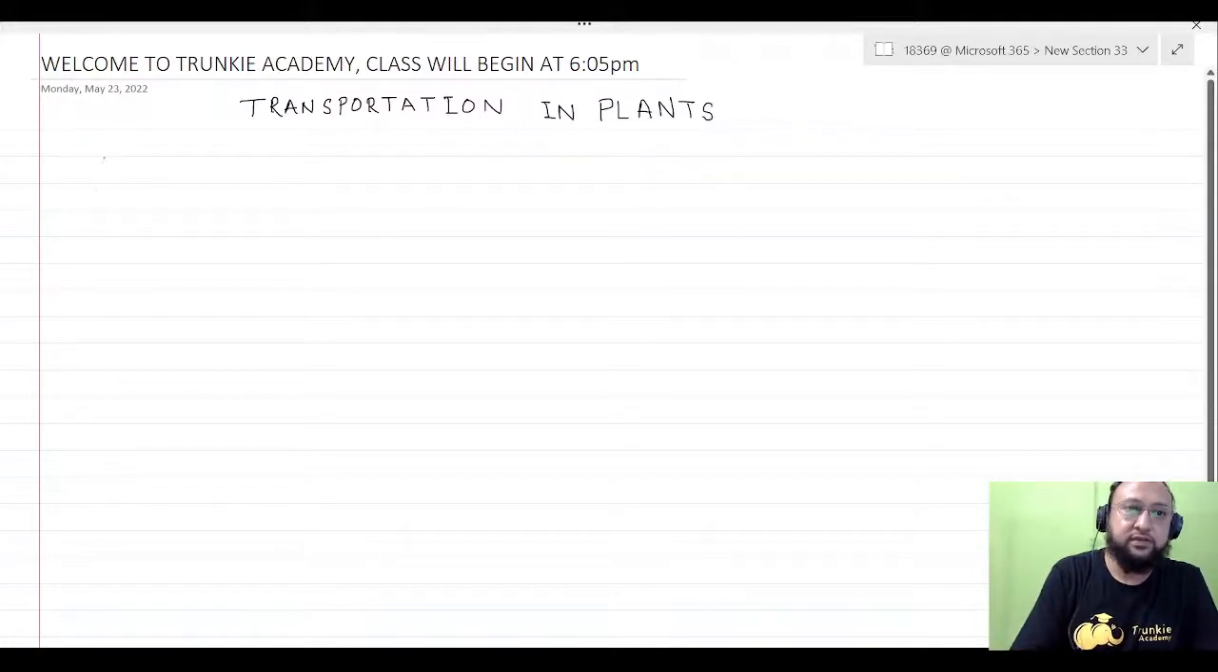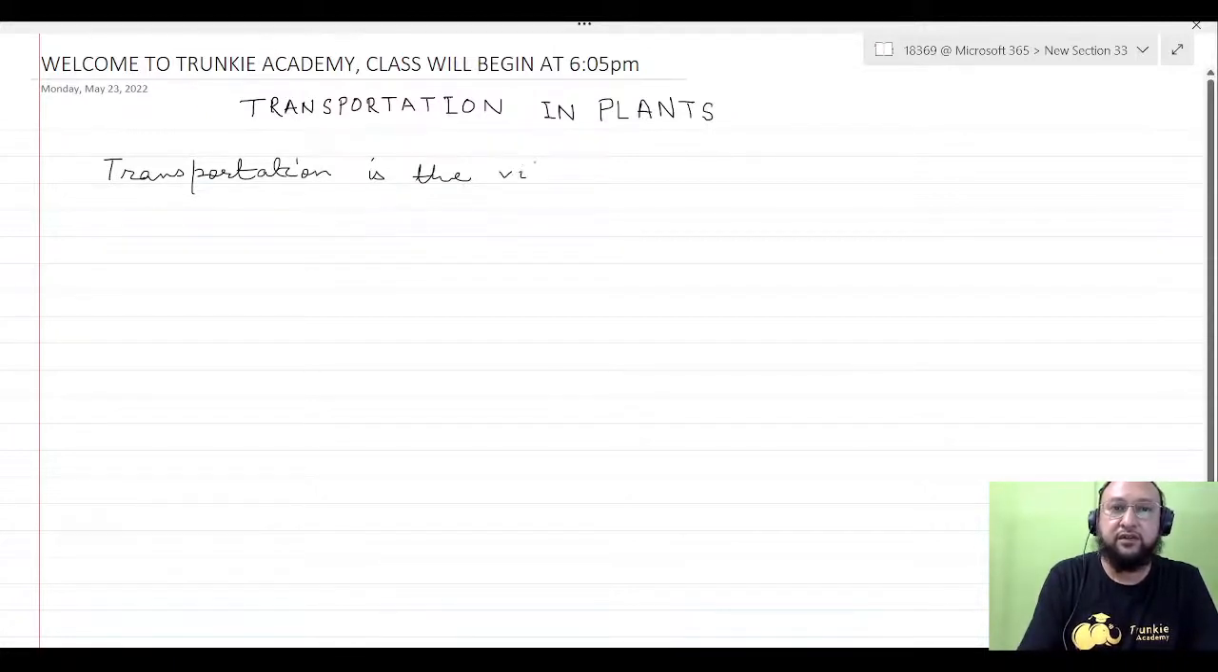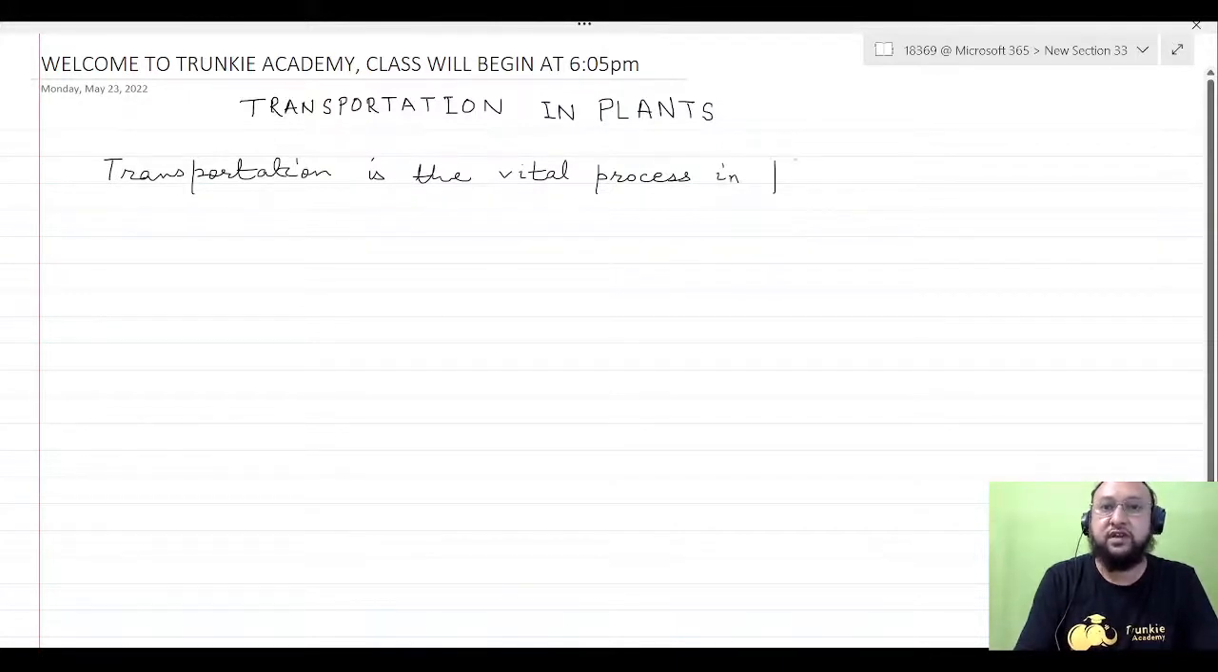Transportation is a vital process. This is the definition. Transportation is a vital process in plants, because without transportation, like water and minerals, along with the water, minerals are also transported, which is very, very important for the normal functioning of the plant body and synthesis of different substances in plants.